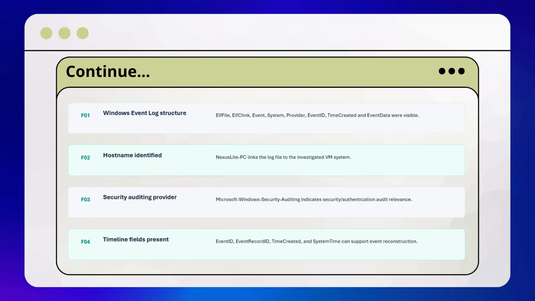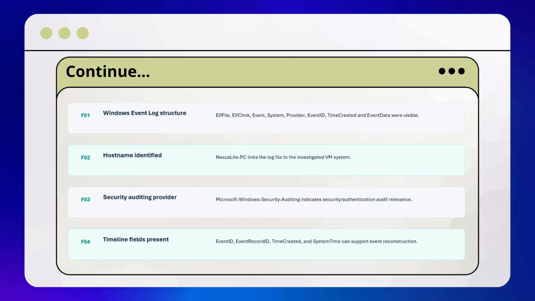So, from the collected security.evtx artifact, several key findings were identified. First, Windows event log structures were visible, including strings such as L5, event, system provider, event ID, time created, and event data.